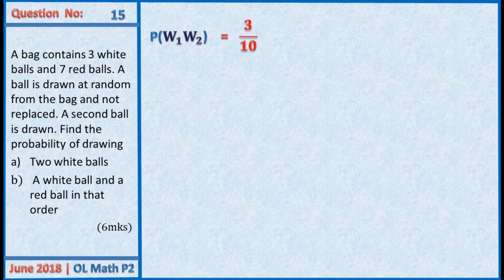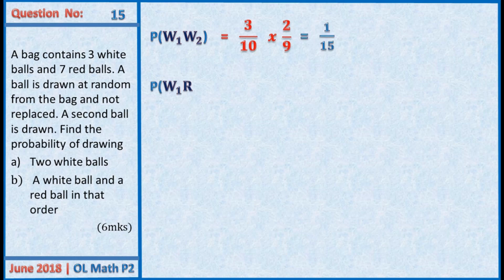When the first ball is white, it is removed and kept. How many balls are left in the bag? There are 9. And the number of white balls has reduced by 1. So there are now 2 white balls out of 9 total balls. So this gives us times 2 over 9. Why are we multiplying? For independent events, we multiply their probabilities to have the AND probability, white and white. That gives us 1 on 15.